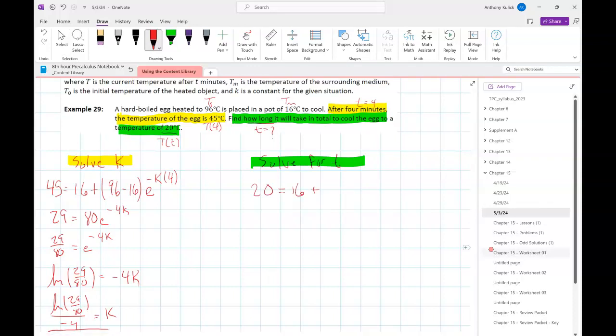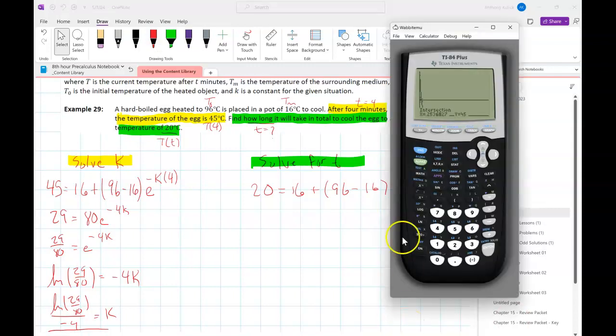T of t. And the k we now know is 0.254. And we're solving for t. So again, we could do what Nick had suggested and do it algebraically, which is fine. Or you can just type it into your calculator and do it again. Let's do that.